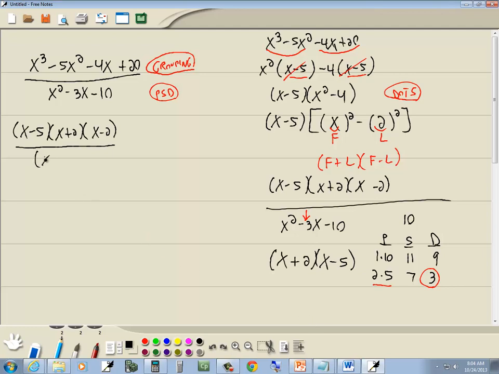So the bottom part factors this way: x plus 2, x minus 5. Now with step 1 of simplifying rational expressions, you factor the top, factor the bottom. Step 2, cancel if possible. Well, here's an x plus 2, here's an x plus 2. Those cancel. Here's an x minus 5, here's an x minus 5. Those cancel. The only thing we're left with is x minus 2. So that's our answer.